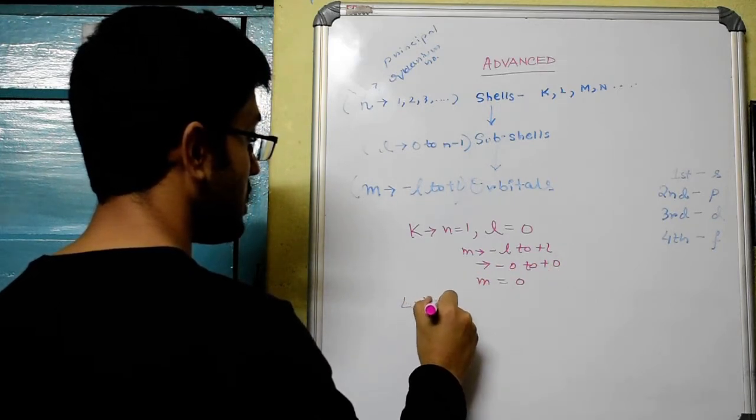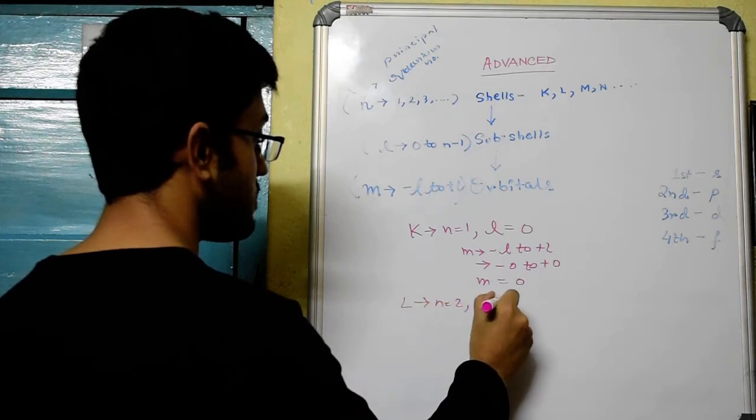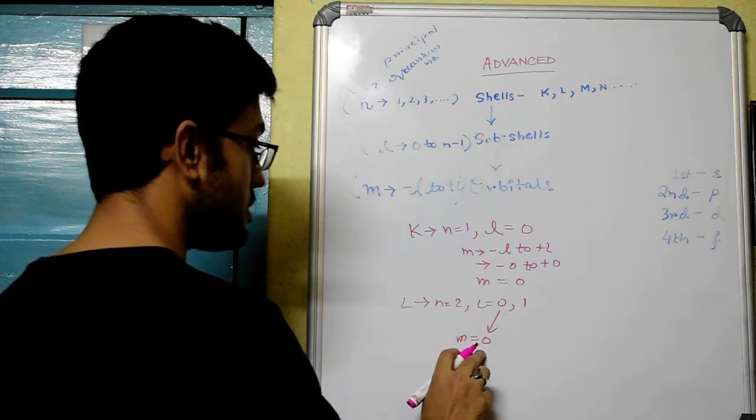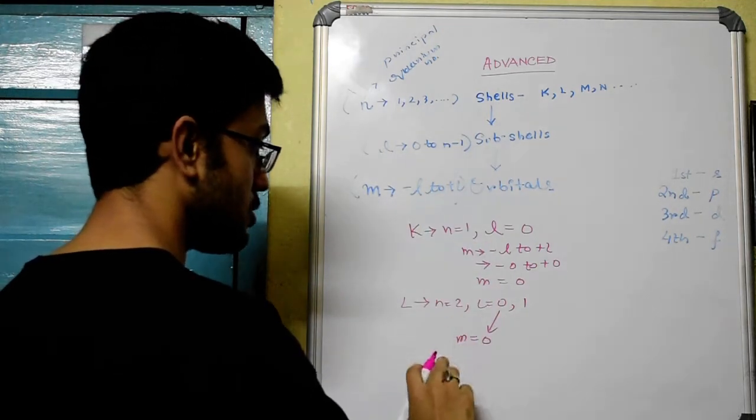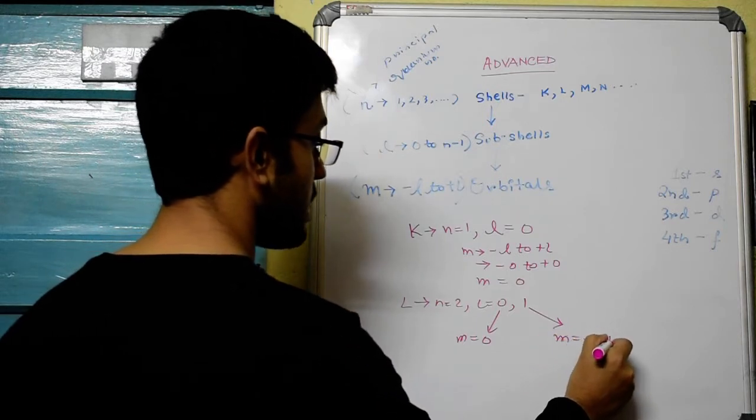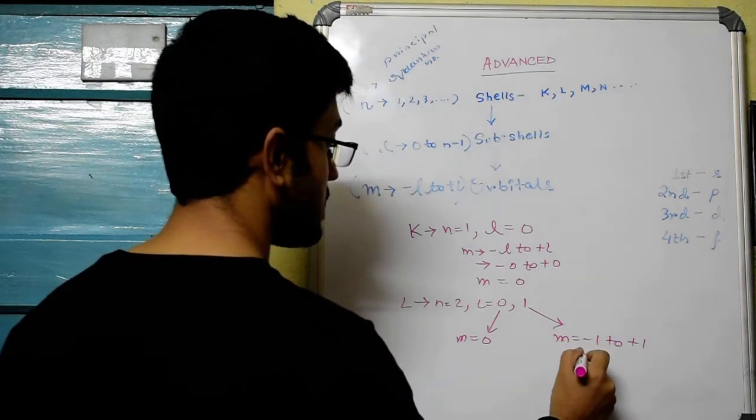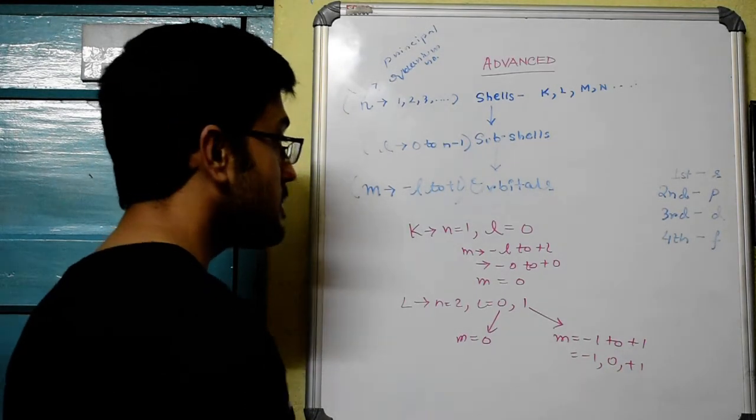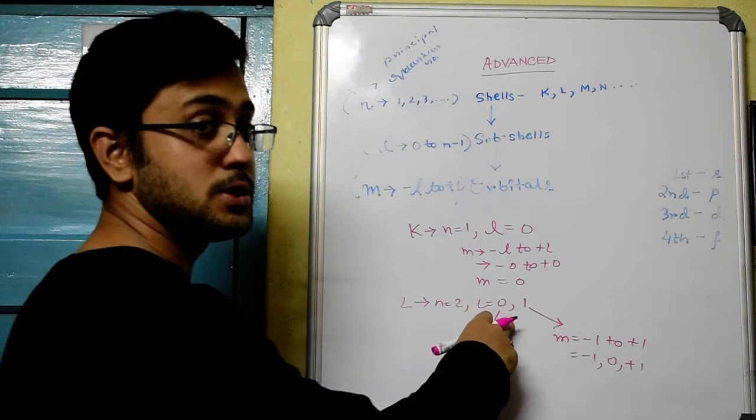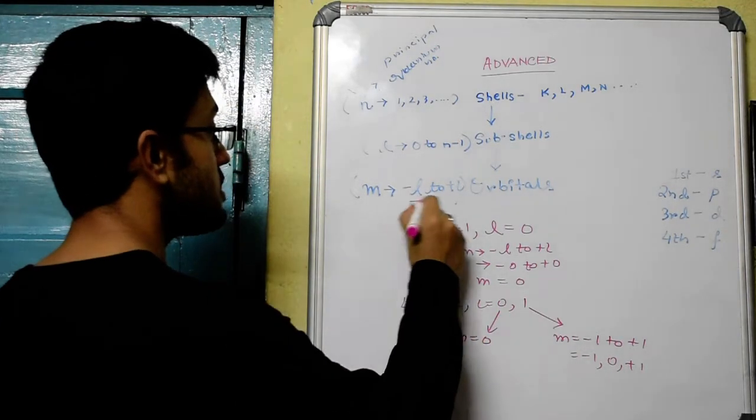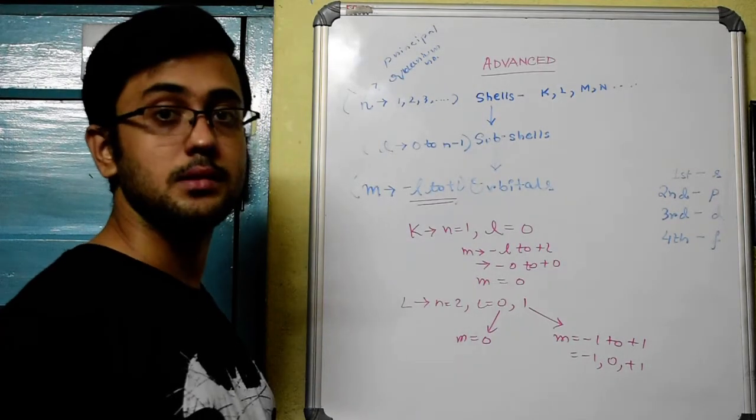For the L shell, n is 2 and l has values 0 and 1. For l equal to 0, m is also 0, minus l to plus l, minus 0 to plus 0. And for l equal to 1, m will take values from minus 1 to plus 1. So that is minus 1, 0, plus 1. That means for every subshell, we can find out how many orbitals there are by using this formula, minus l to plus l.